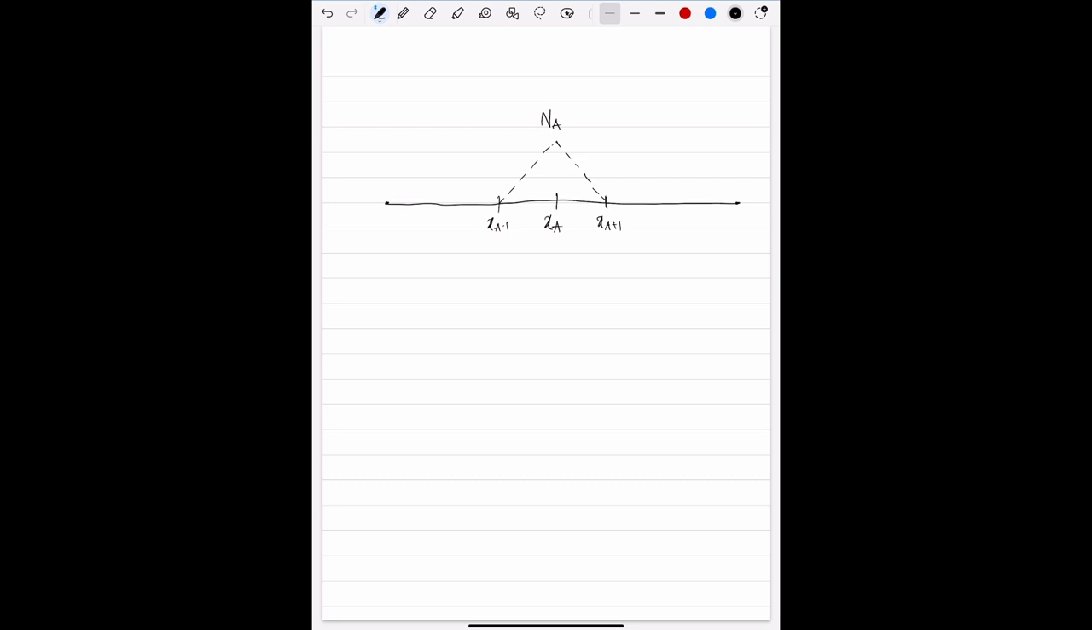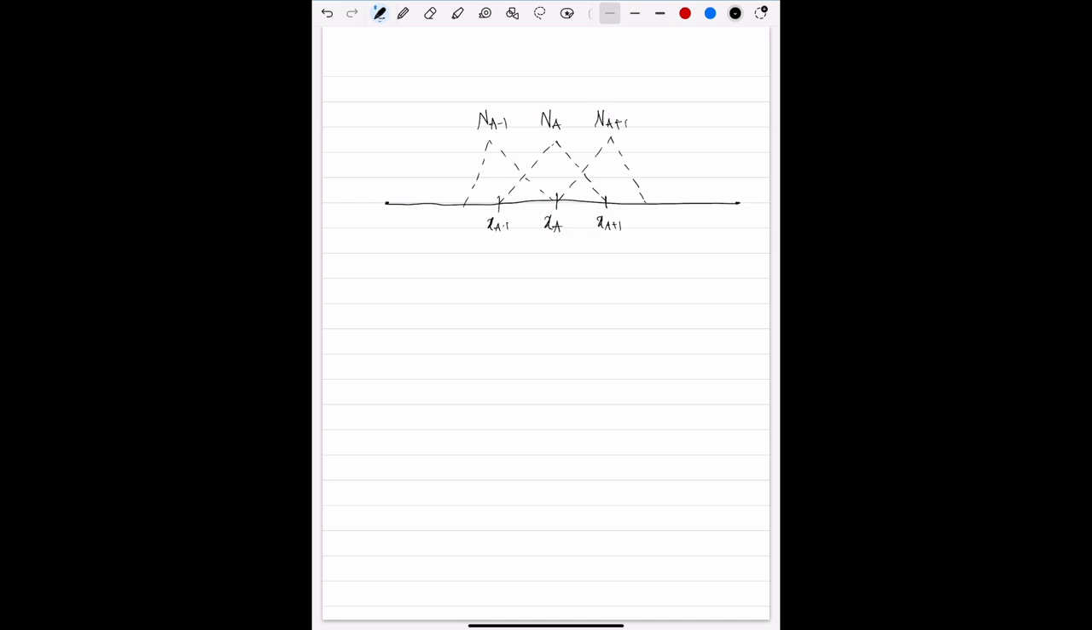Similarly, if you plot the basis function NA plus 1, it will look again like a hat, but this time centered at XA plus 1. Whereas if you plot the basis function NA minus 1, it will again be a hat, but this time centered at XA minus 1. This is what NA minus 1 looks like.